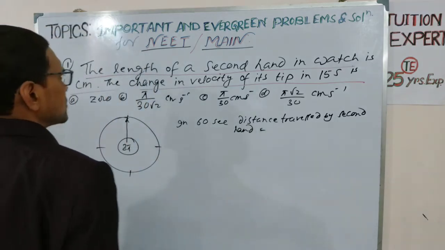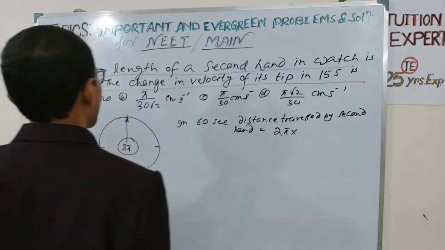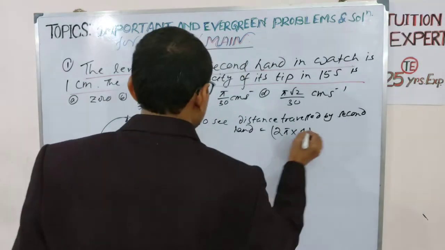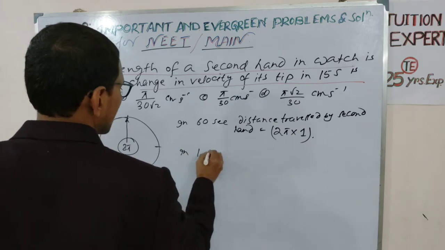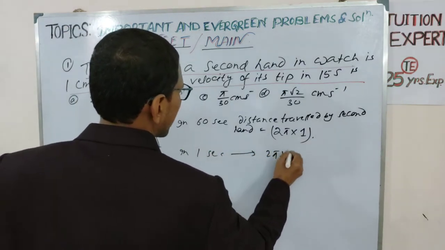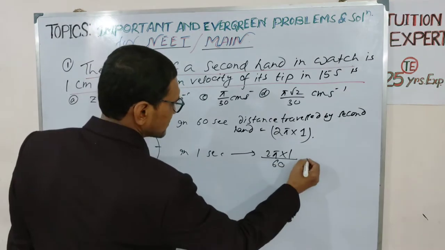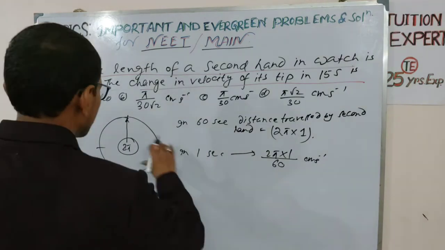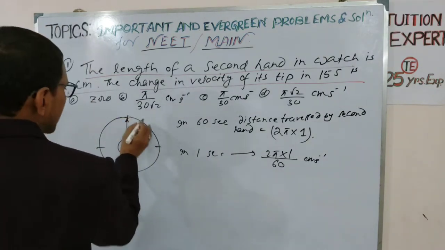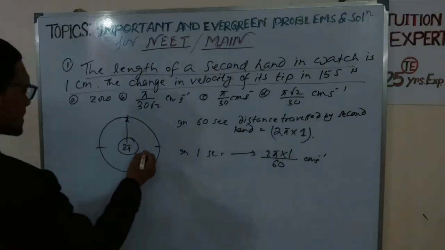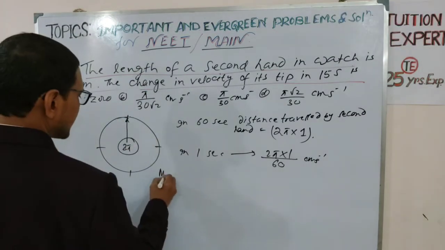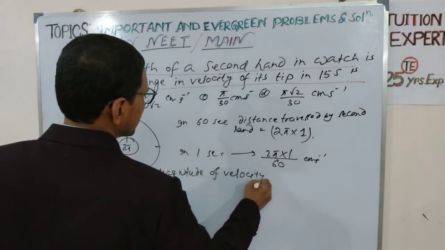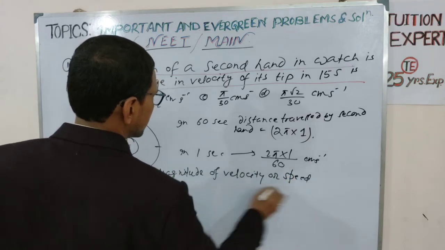equal to what? Distance equal to 2 pi r. R equal to what? Suppose r is 1 centimeter, here 1 centimeter. This is the 60 seconds. So in 1 second, distance traveled equals 2 pi into 1 by 60, centimeter per second. We call this the speed, that is the magnitude of the velocity at every moment.